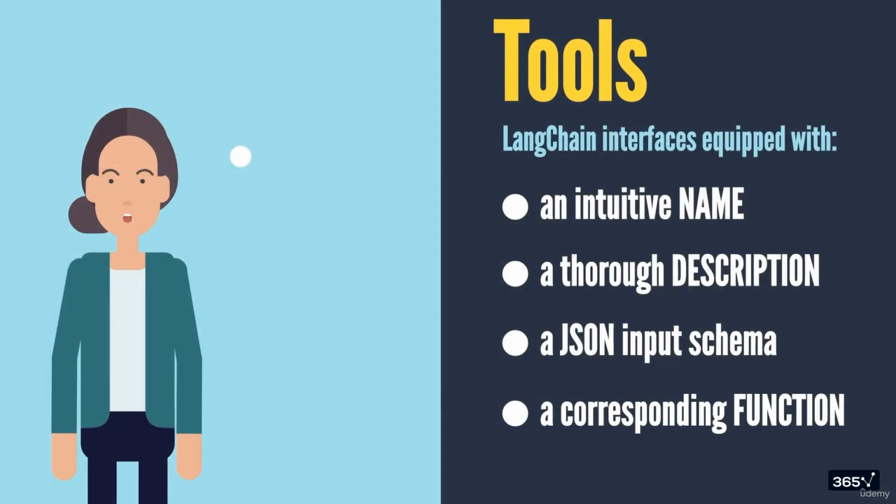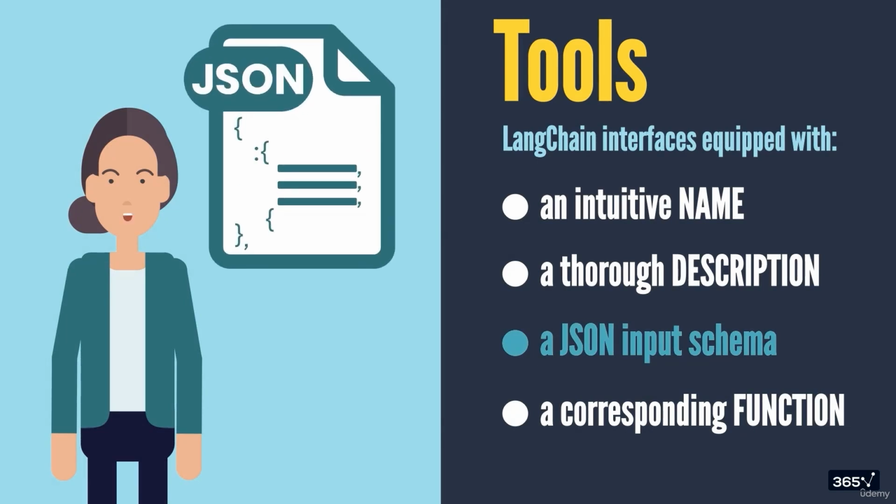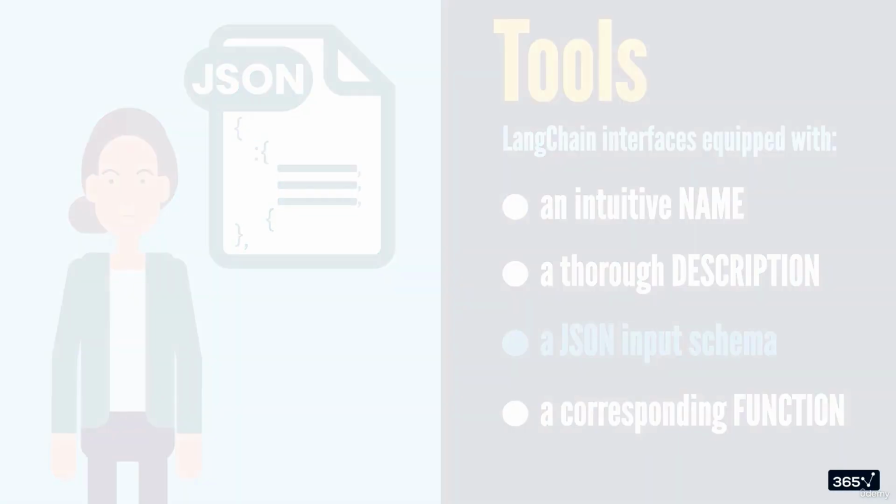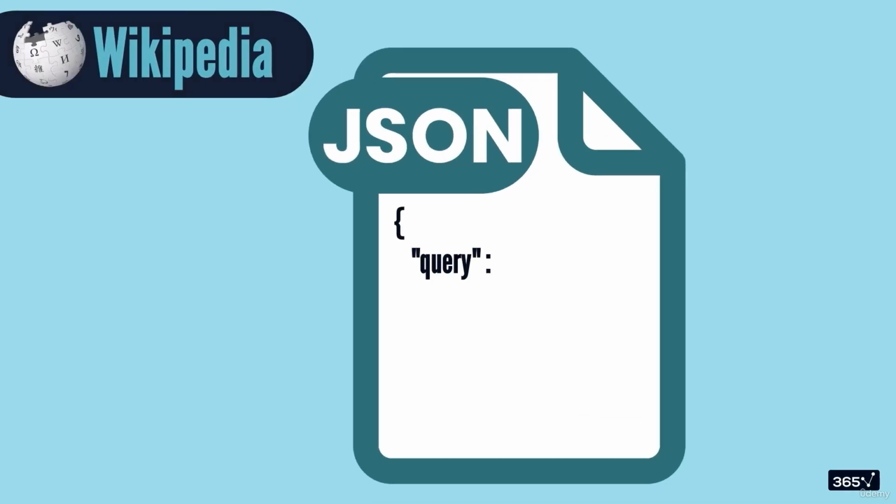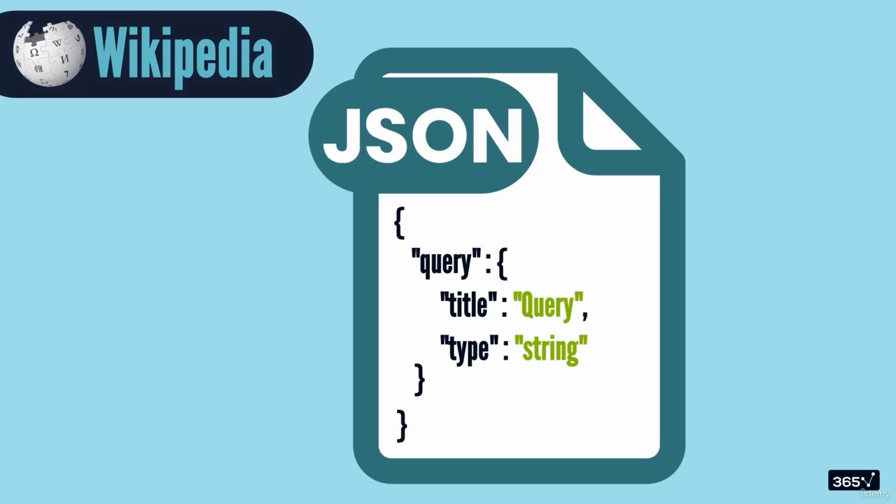The input schema is a description in JSON format containing the name and type of the parameters we should pass to the tool. For example, the input schema for the Wikipedia tool could look something like this. It tells us that this tool expects a single input value, query, described by a title and a data type.